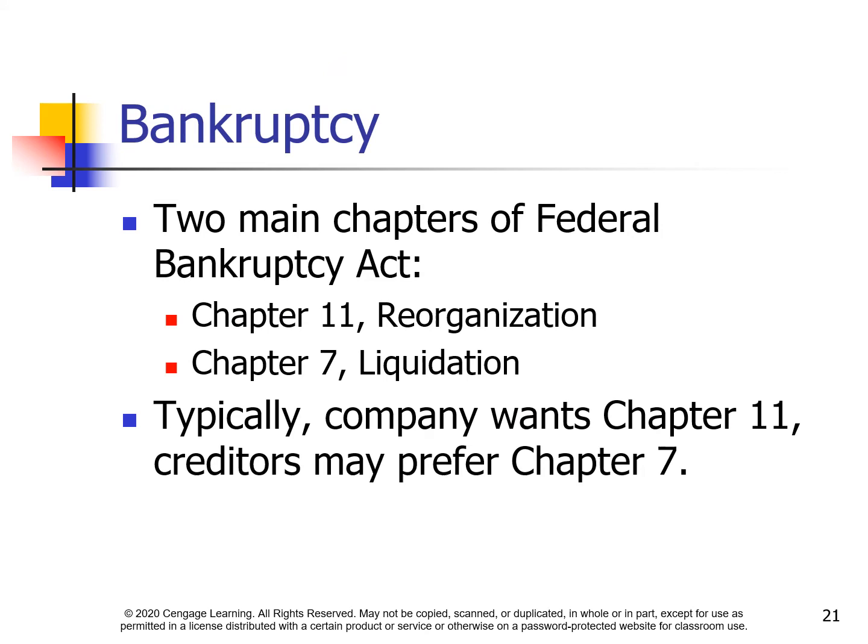Bankruptcy. Two main chapters of the Federal Bankruptcy Act. Chapter 11, Reorganization. Chapter 7, Liquidation. Typically, the company wants Chapter 11. Creditors may prefer Chapter 7.